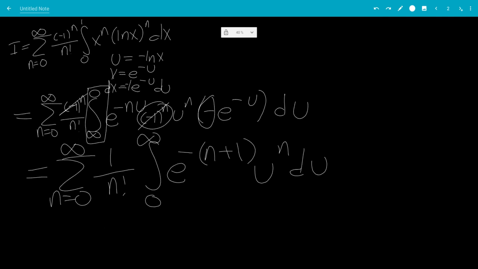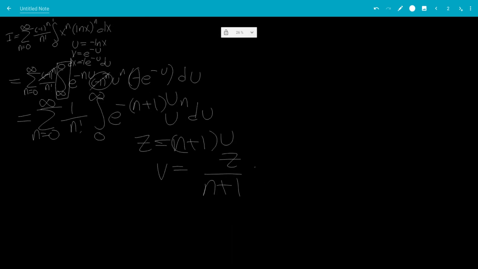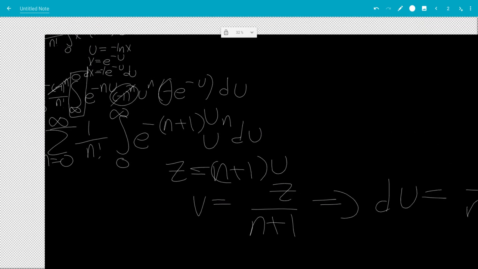So now we're going to have a simple substitution, let z, and I forgot the u right here. Yep. z equals n plus 1 times u. So u is z over n plus 1. That means that du is dz over n plus 1 because n plus 1 is a constant.